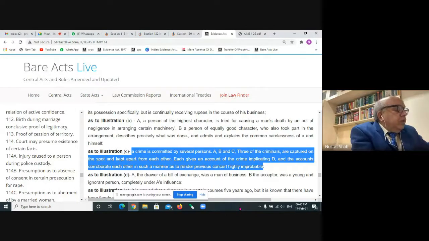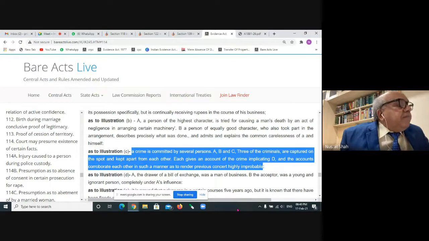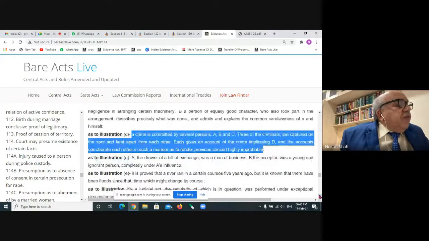Section 30 we read yesterday, in front of you, isn't it? The consideration of a confession affecting the maker and another person. So this will come under the provisions of illustration B. So when they are not tried together, the confession is not binding. Yes, next. As to illustration B, that is done.